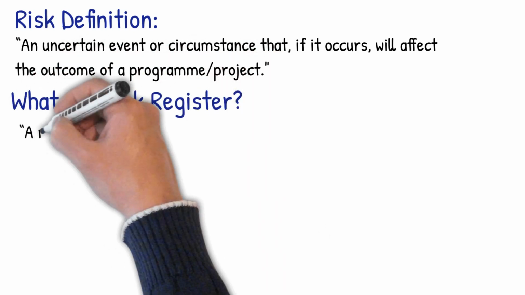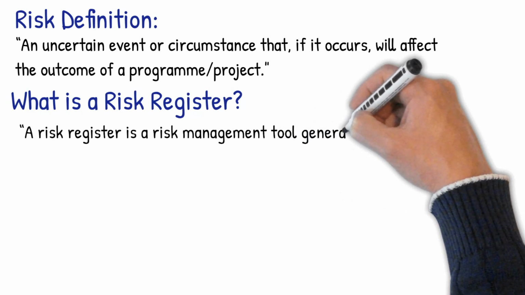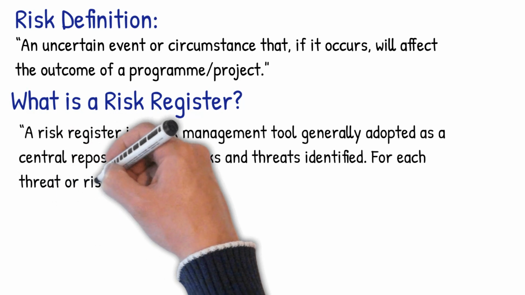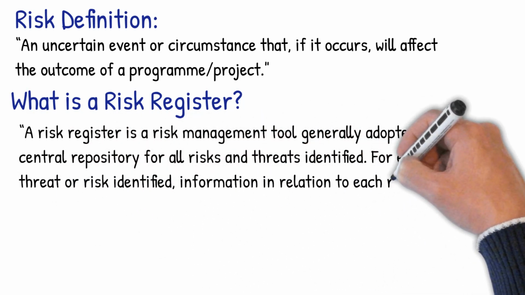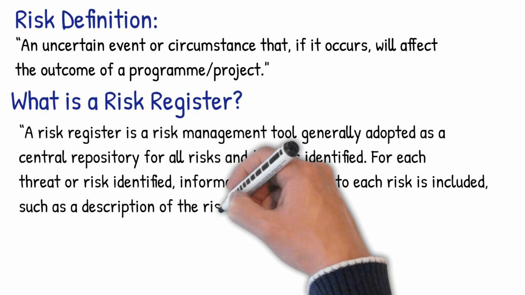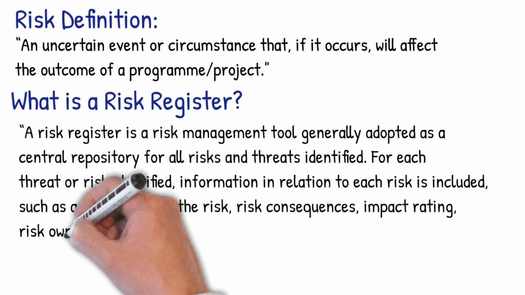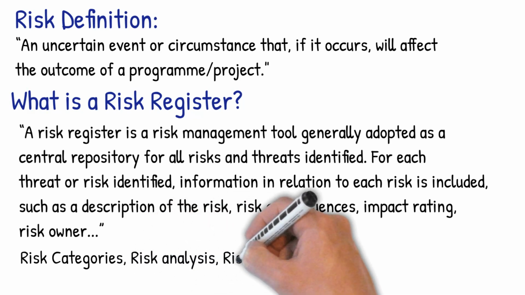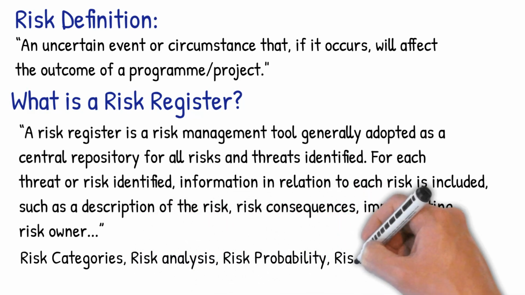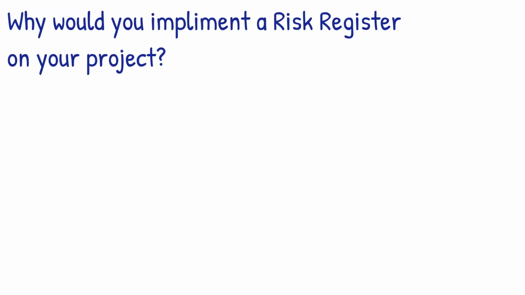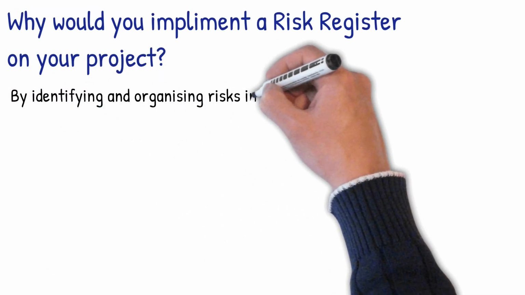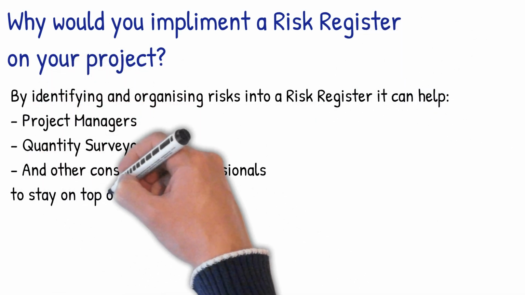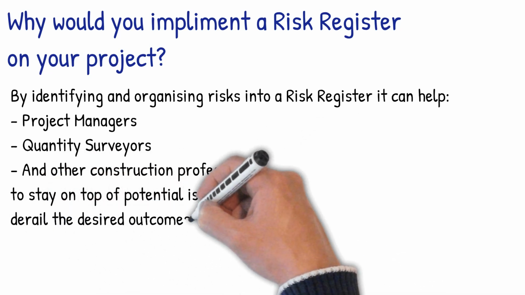A risk register is a risk management tool generally adopted as a central repository for all risks and threats identified. For each threat or risk identified, information in relation to each risk is included, such as a description of the risk, consequences, impact rating, and the risk owner. They also include other categories such as risk categories, risk analysis, risk probabilities, and risk response. By initially identifying and organizing risk in this way, it can help project managers, QSs, and other construction professionals to stay on top of potential issues that could derail the desired outcomes of a project.